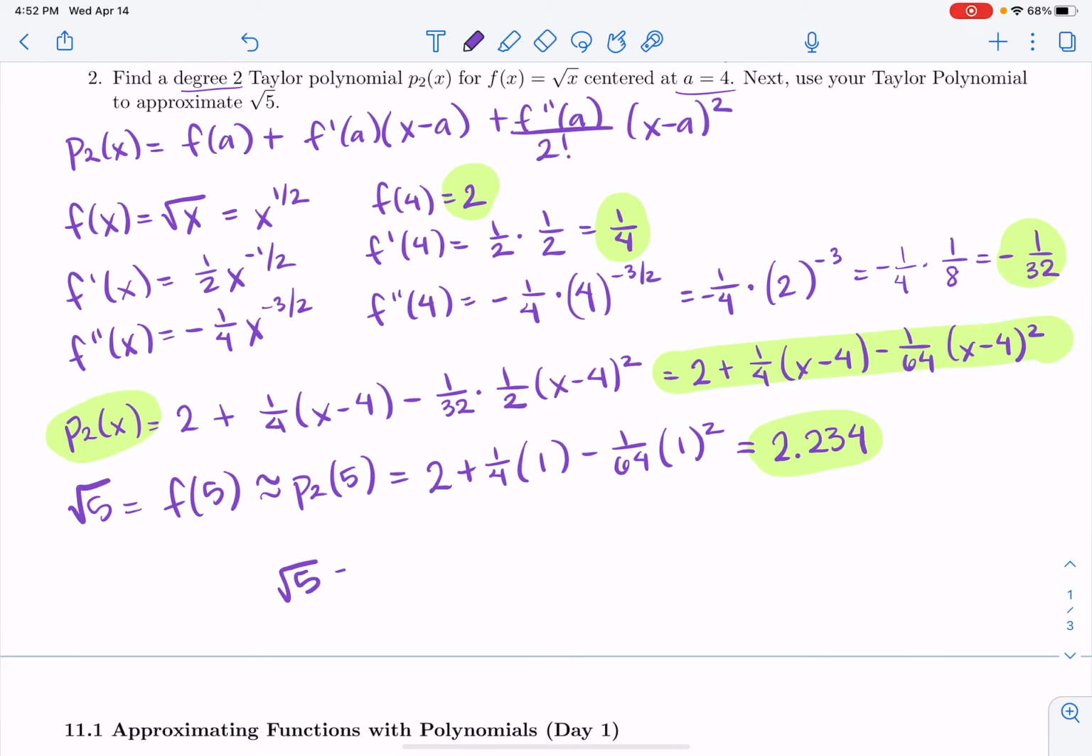What is square root of 5 if I plug it into my calculator just to see how good this is? It's equal to 2.236. So as I suspected, it's just a little bit bigger than 2. Definitely closer to 2 than to 3, because I know square root of 9 is 3. 5 is much closer to 4 than to 9. So again, a pretty good fit.